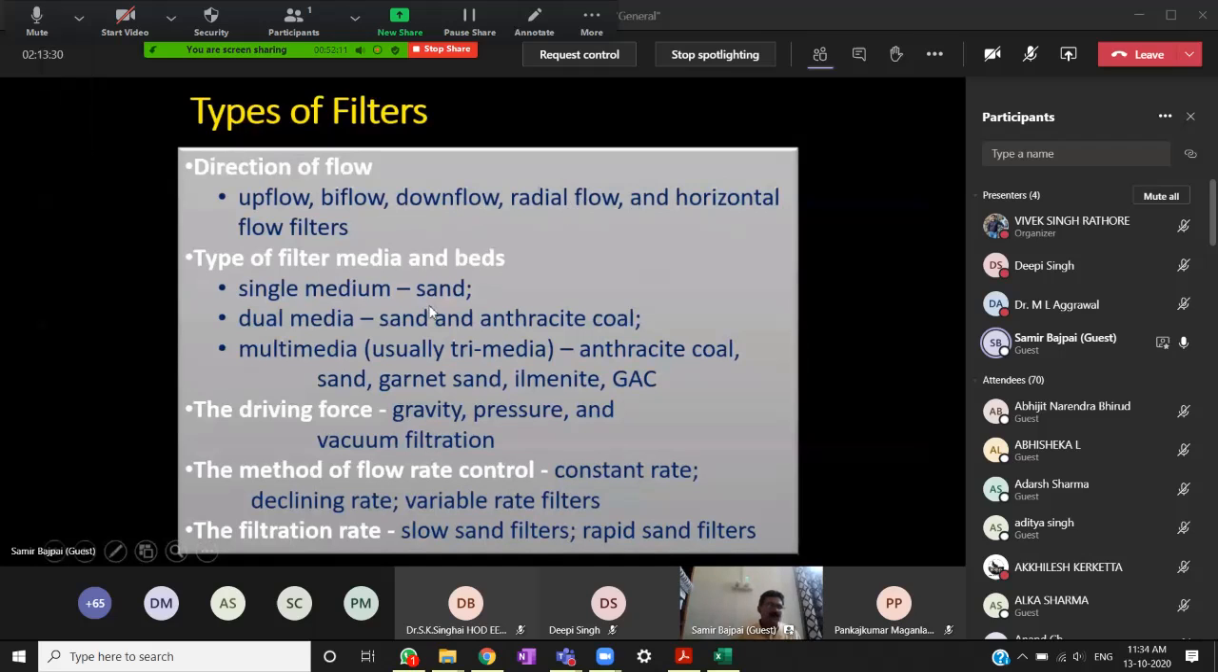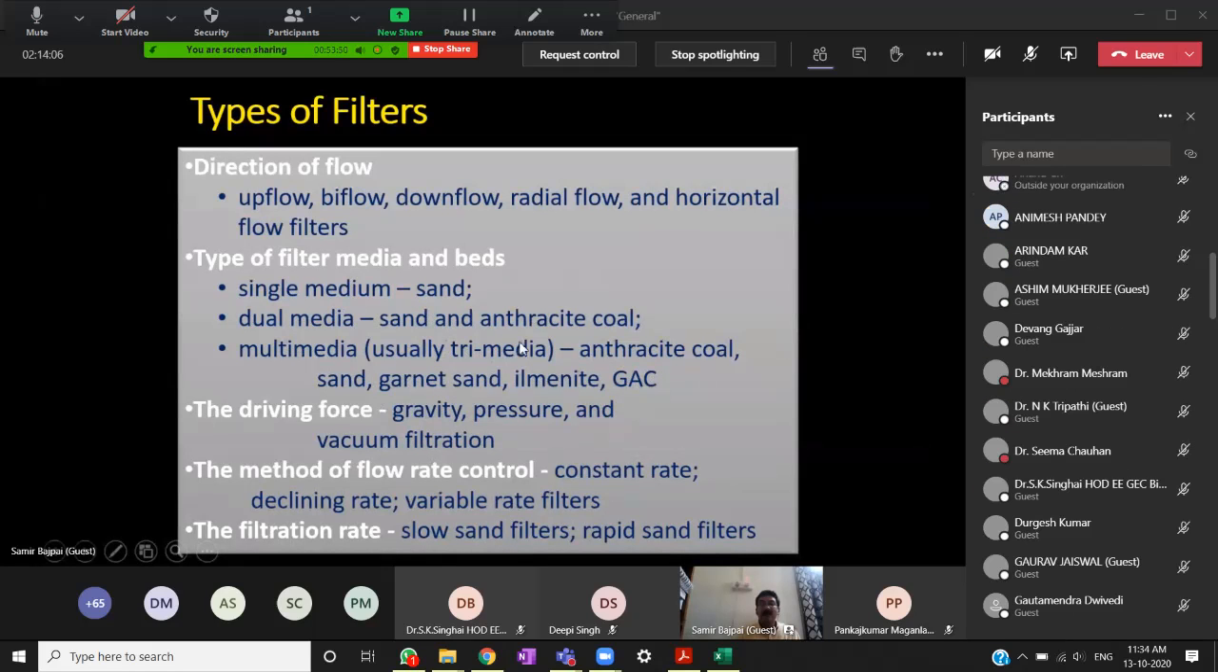Then based on the arrangement of filter media, you can have a sand filter, which is single media. If you only have sand in your filter, it will be a sand filter. You can have dual media, sand and anthracite coal also. Coal is an excellent filtration media. It also has greater adsorption than sand. Then when you go for more than two filtration media, you can have a multimedia filter. Usually multimedia filters are tri-media. Three media are there: one is anthracite coal, another is sand, and another is garnet sand. And garnet sand or ilmenite or granular activated carbon can be used.